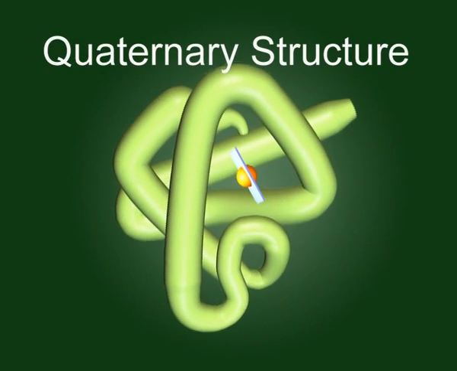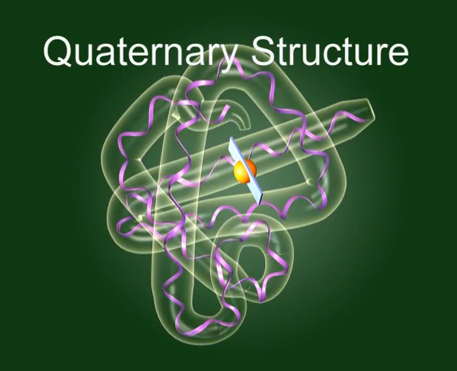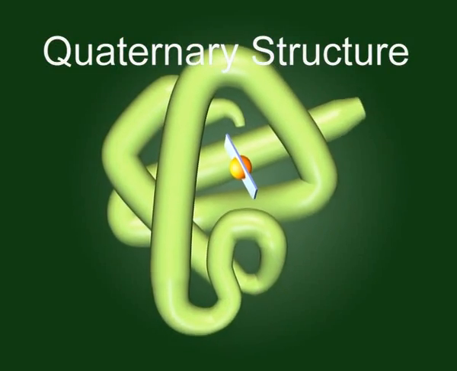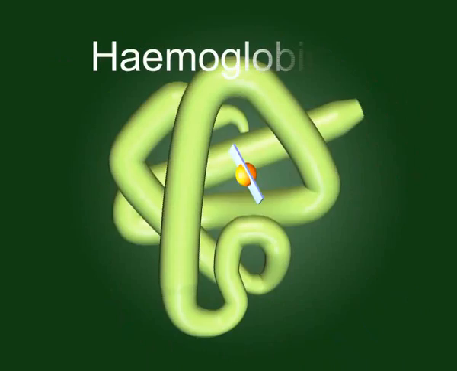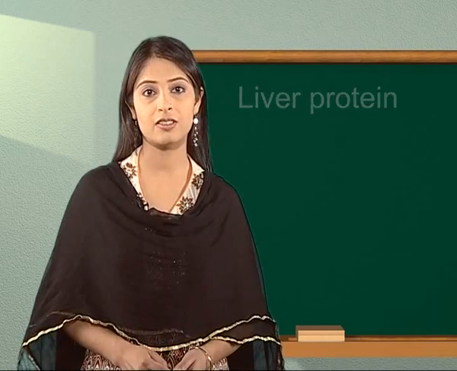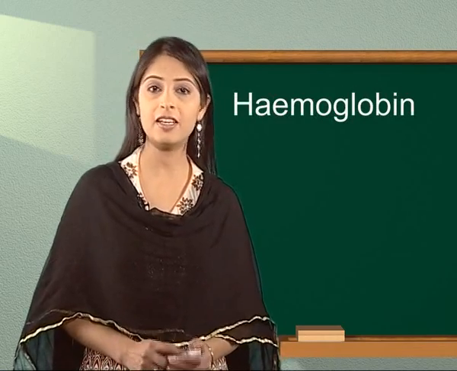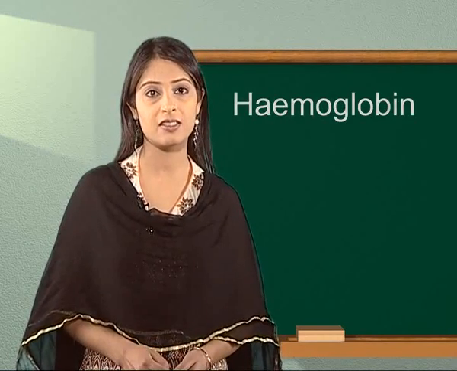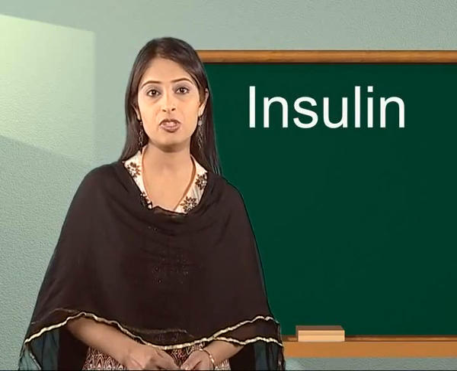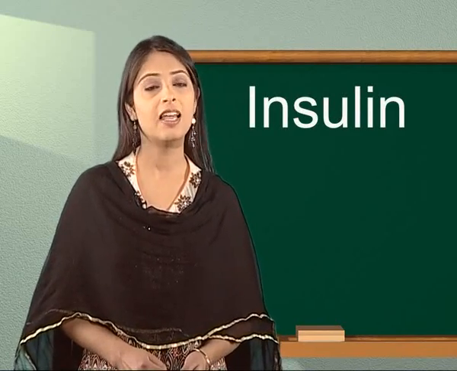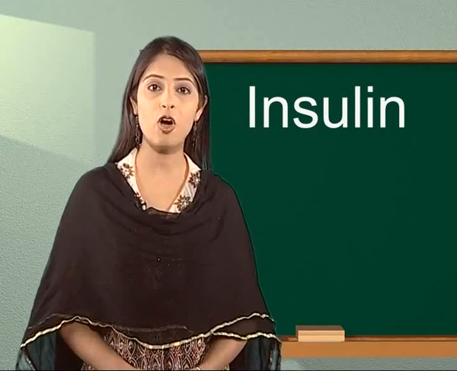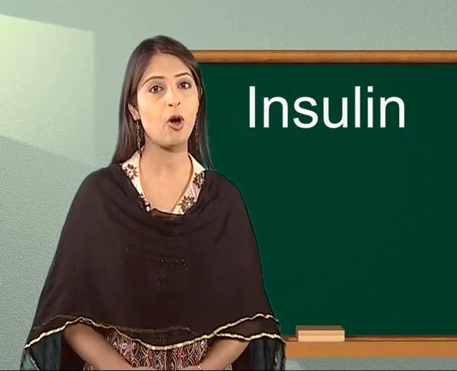Quaternary structure. The structure formed by several protein molecules, that is two or more polypeptide chains, is the quaternary structure. Hemoglobin, insulin and liver protein have quaternary structure. Hemoglobin has 4 helical polypeptide chains, 2 alpha and 2 beta chains. Insulin is composed of 2 polypeptide chains linked by sulfur bridges. Students, liver protein are formed of 20 identical polypeptides.